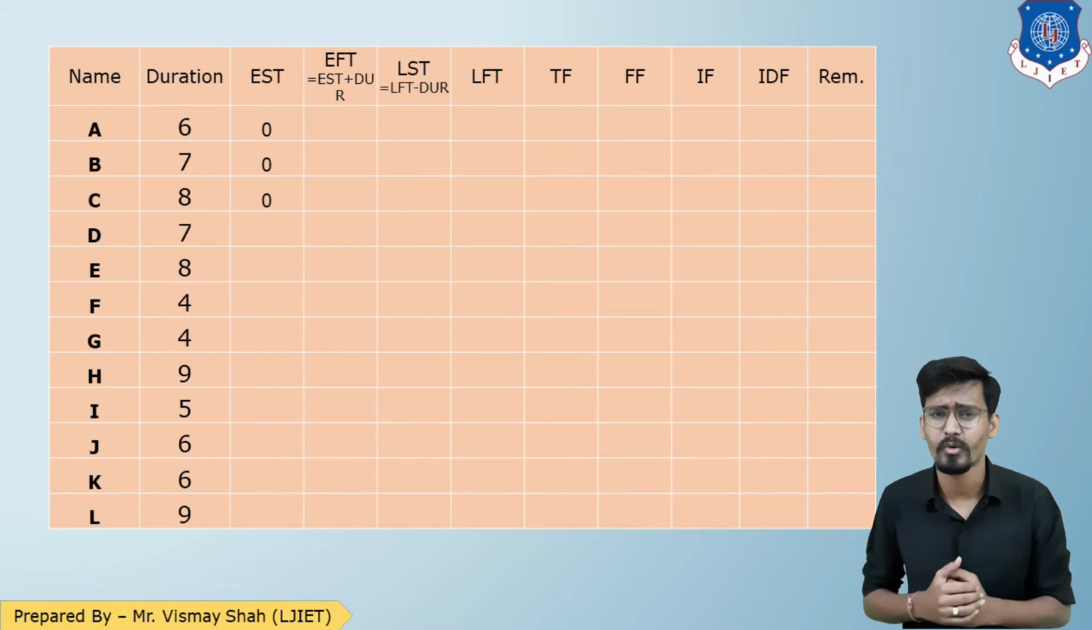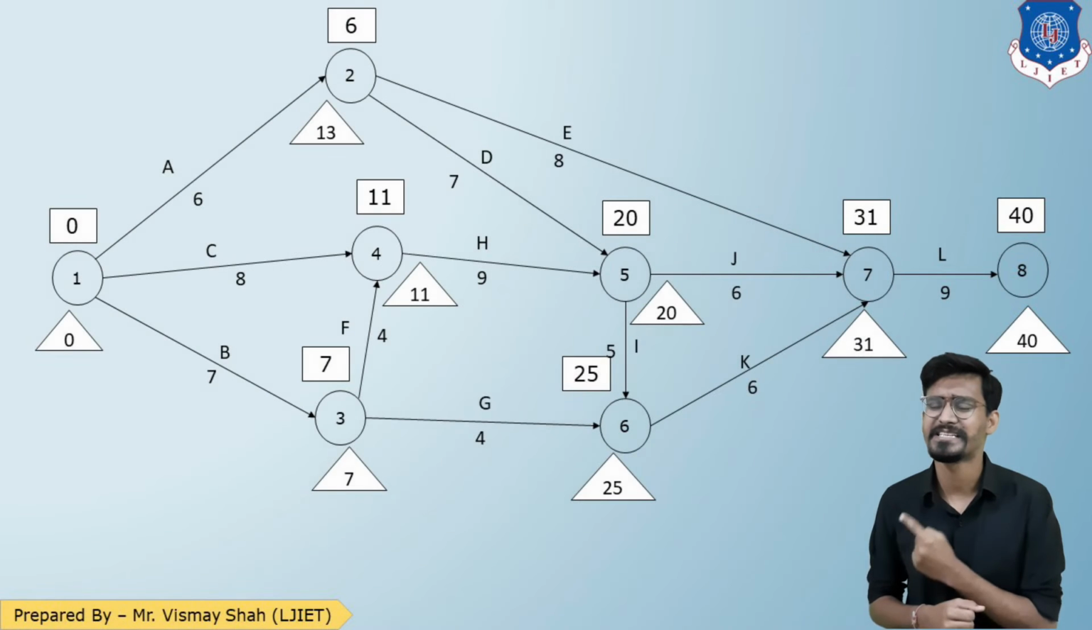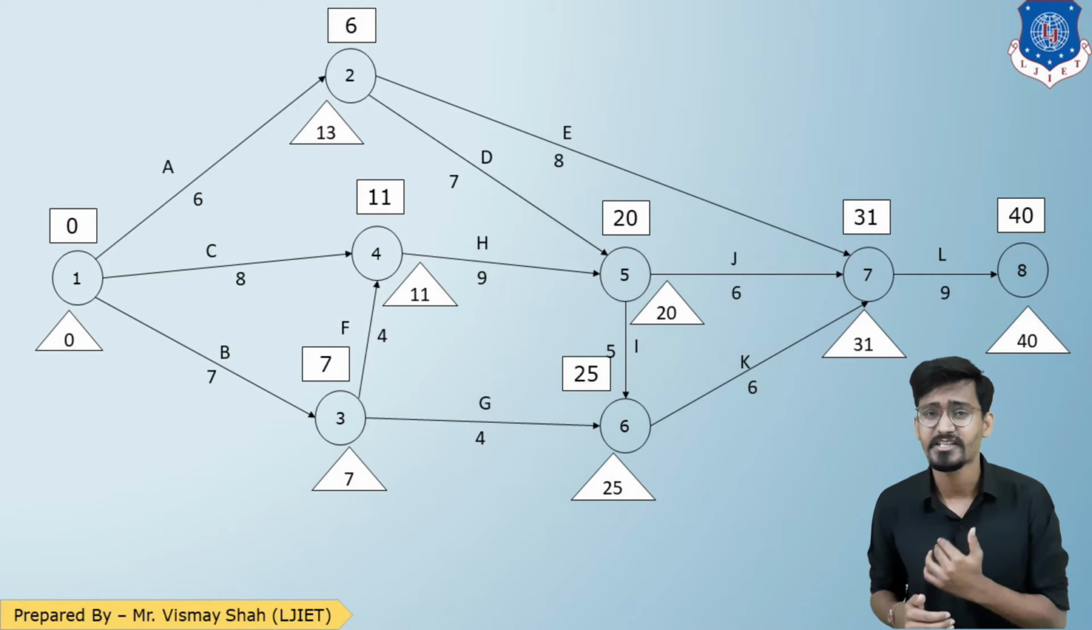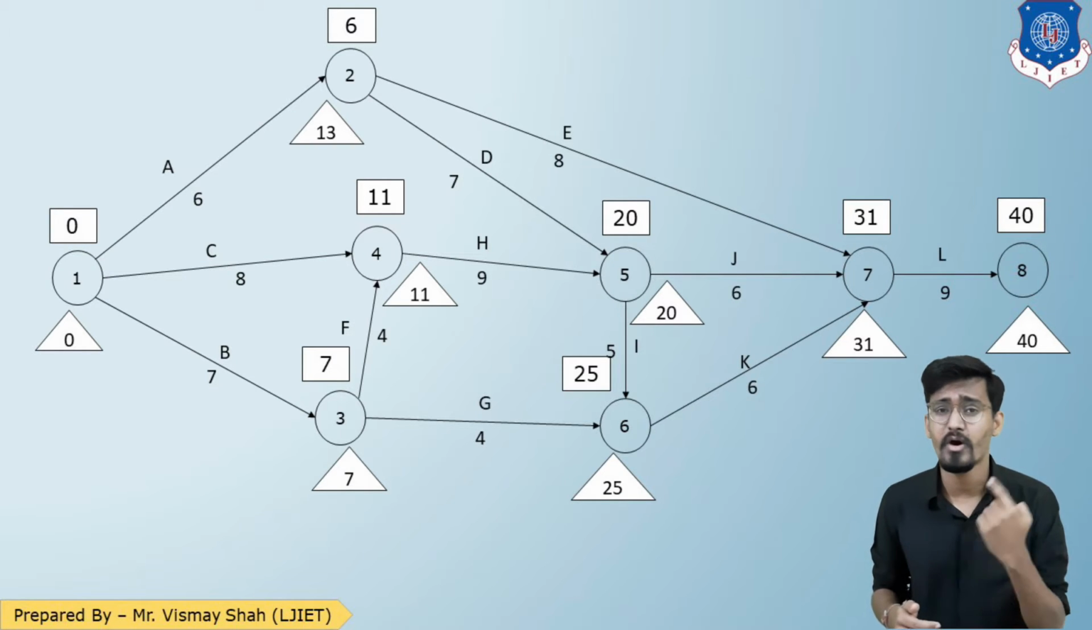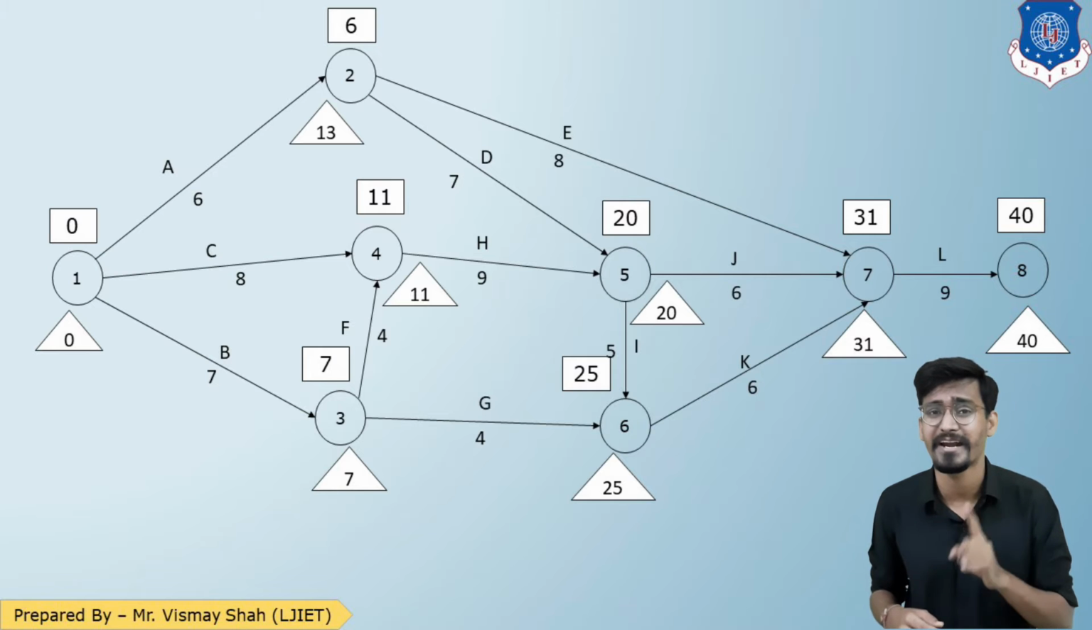Now let us come back to the question and let's talk about D. As you can see in the network, again for activity D, ahead of arrow upper value, that is 6. For E, again ahead of the arrow upper value, that is 6.